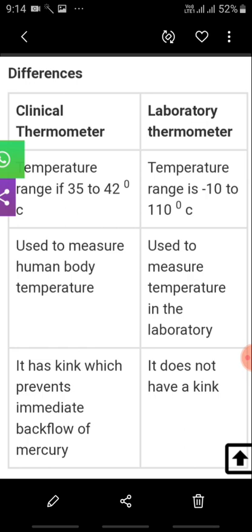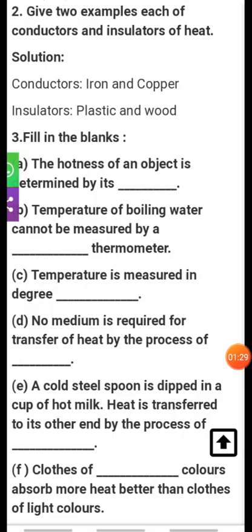Next, number 2. Give 2 examples each of conductors and insulators of heat. Answer: conductors of heat are iron and copper, and insulators are plastic and wood.